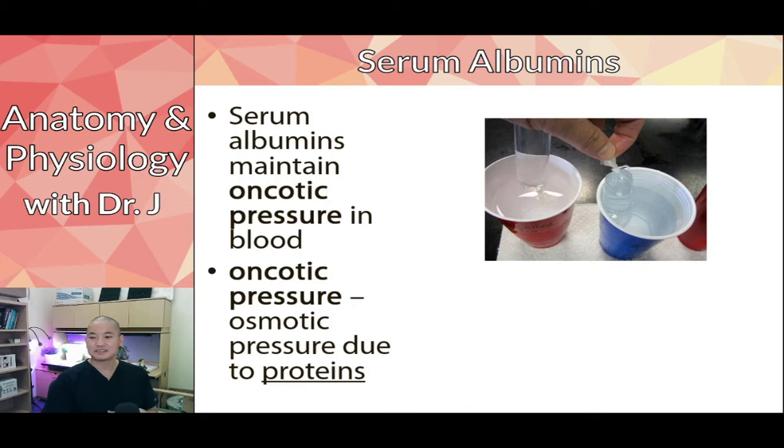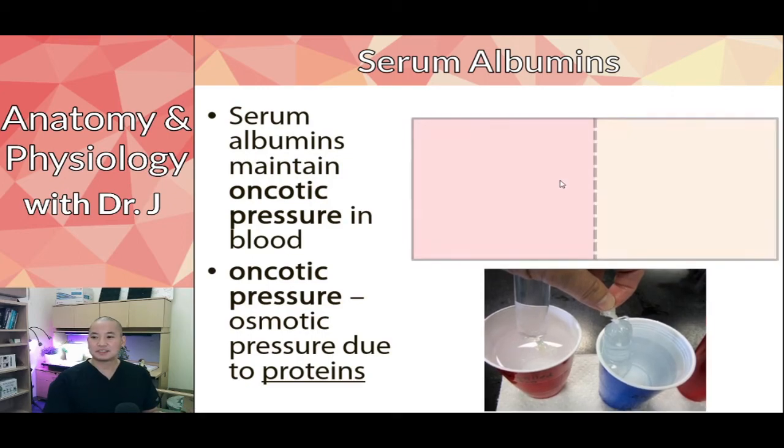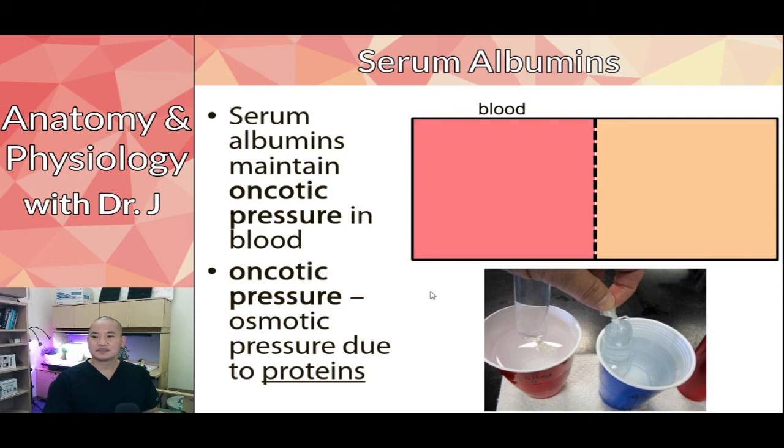What you saw is two solutions with different concentrations of salts or sugars, and you see which way the water moves across this dialysis bag, which is acting like a cell membrane. So with serum albumins, you have two solutions. In this example, we have the blood and the interstitial fluid, with a barrier between the two. These are the membranes of the cells that are between the blood and other fluids in your tissues.